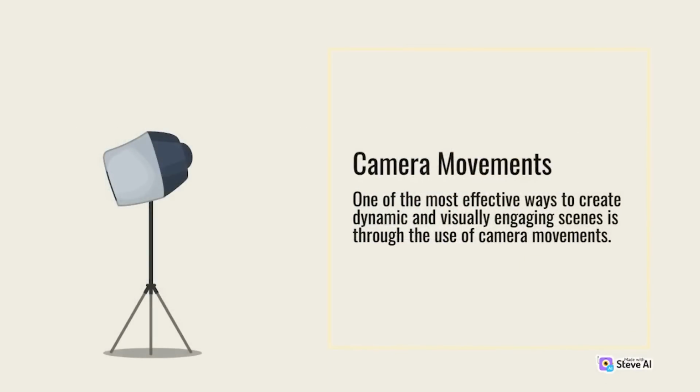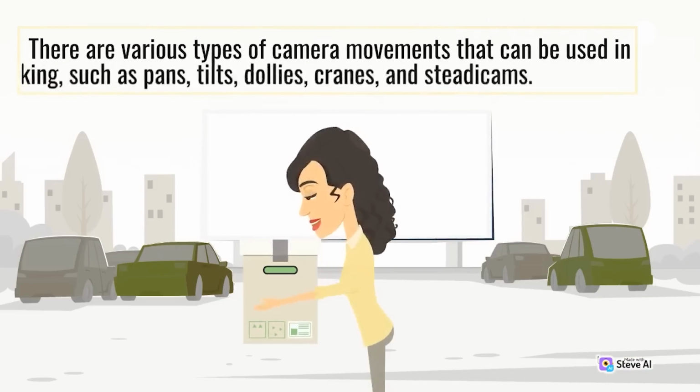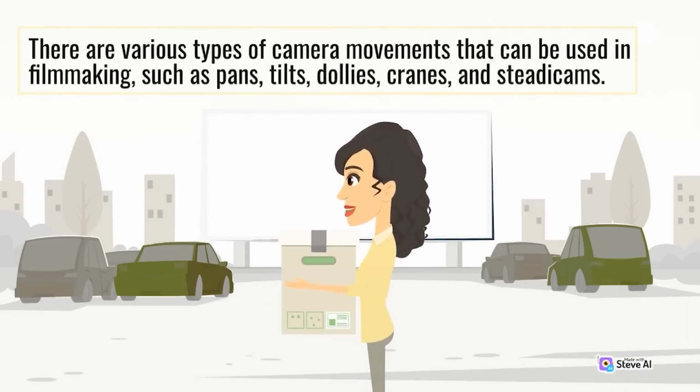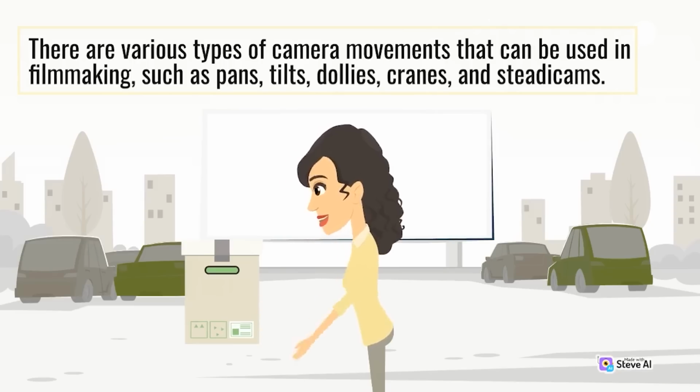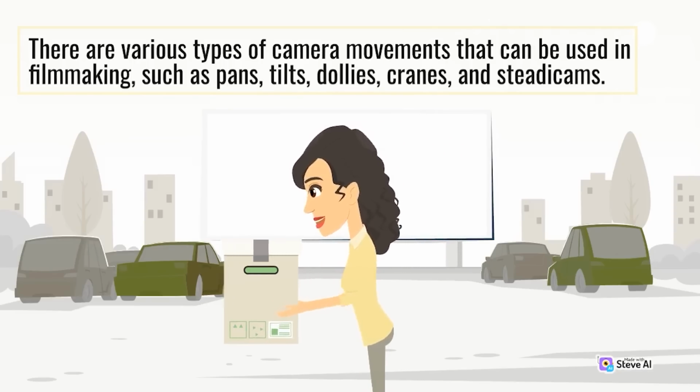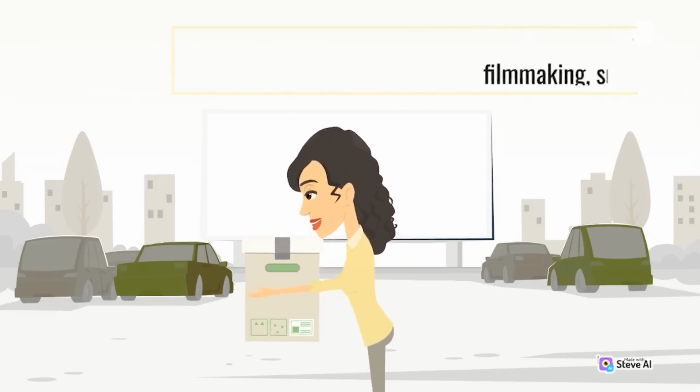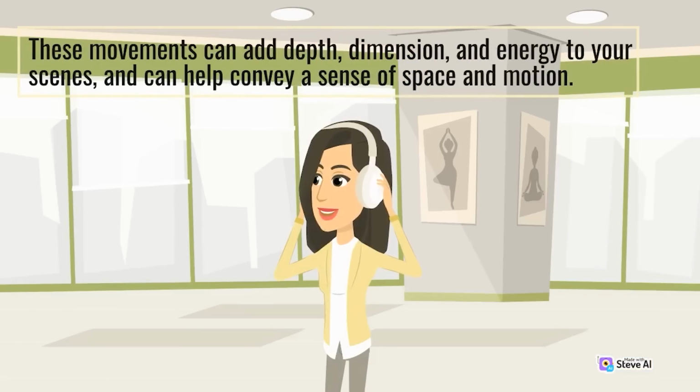Camera movements. One of the most effective ways to create dynamic and visually engaging scenes is through the use of camera movements. There are various types of camera movements that can be used in filmmaking, such as pans, tilts, dollies, cranes, and steadicams. These movements can add depth, dimension, and energy to your scenes, and can help convey a sense of space and motion.